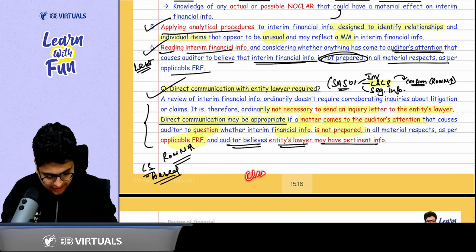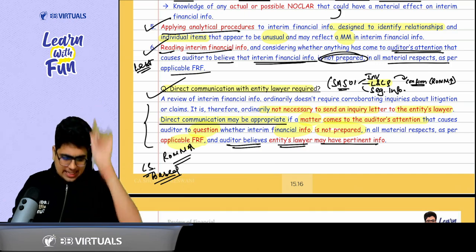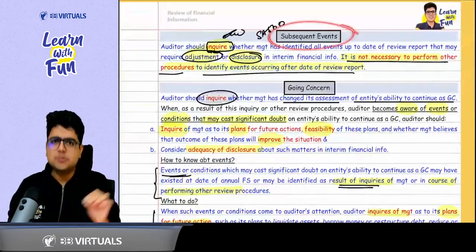Is everything clear to all of you? Come on. Are these 2 pages clear? Yes, sir. Now comes the next point about subsequent events.